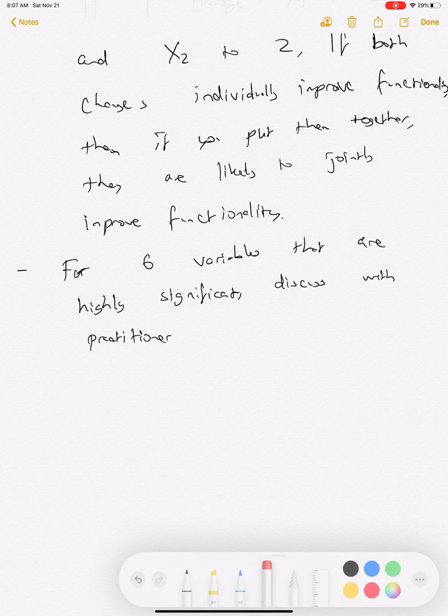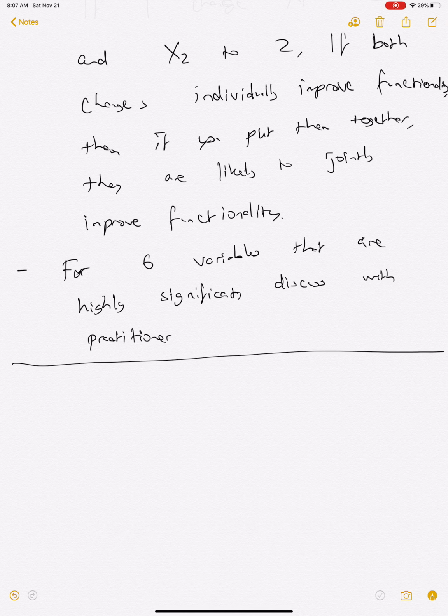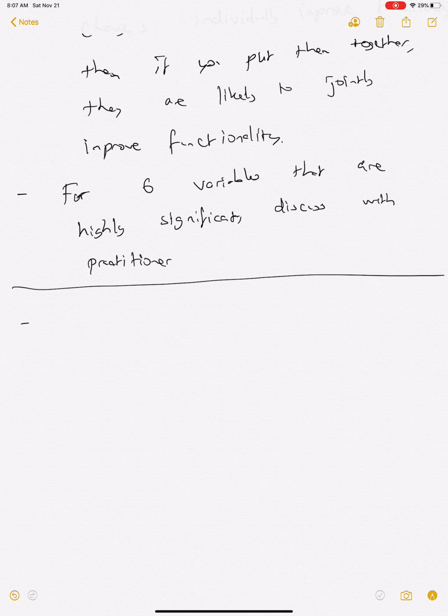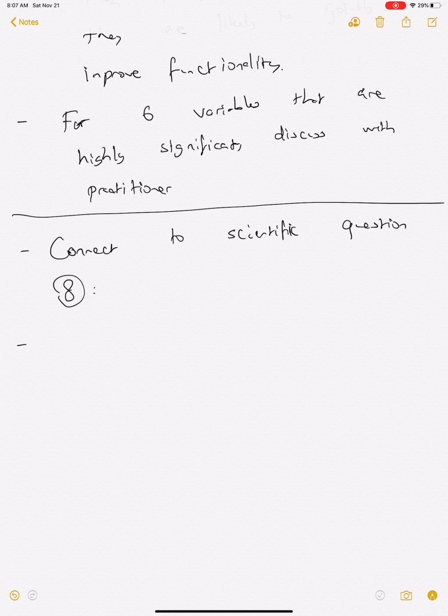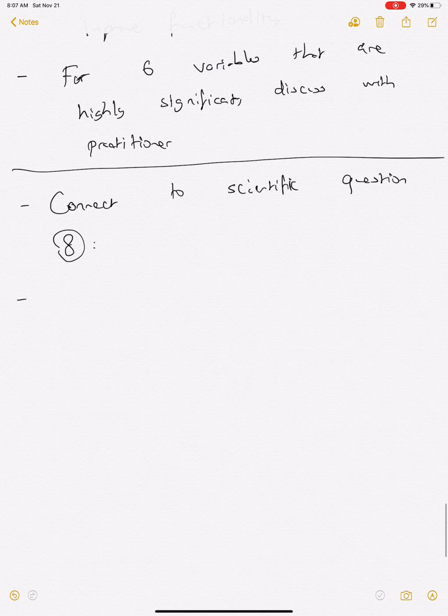Okay, so we spent a while on validation because it's a pretty important topic in all of this. The next thing is that we want to connect to the scientific question, and so this is that eighth task. So remember, we're now forgetting about the data. We're thinking more about the conclusions we've drawn. So go back to the original scientific question.